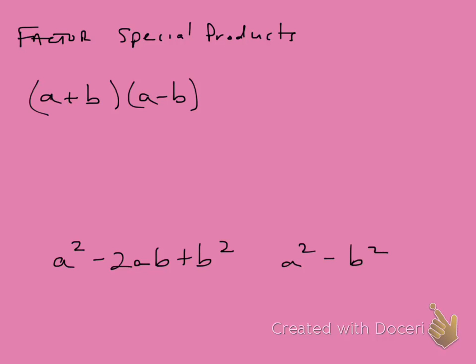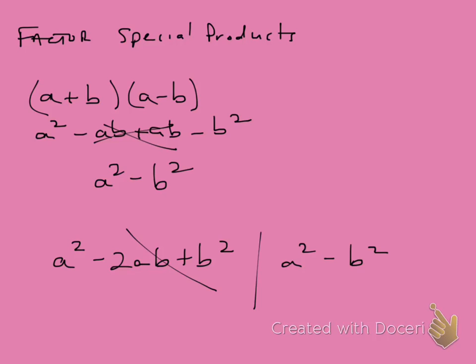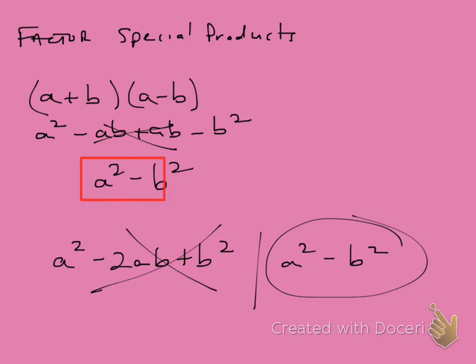So here are the two things that we think it is. So we'll FOIL it out just to verify. A times A is A squared. A times negative B is negative AB. B times A is positive AB. B times negative B is negative B squared. That cancels, so our answer is A squared minus B squared. So it's not this, it's that one. So that is our special product.